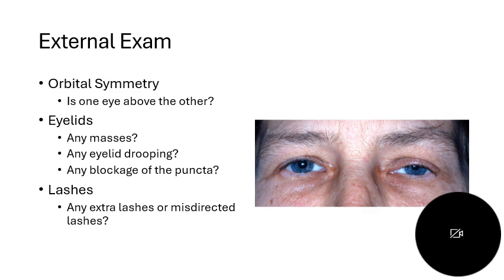Next, you look at the eyelids. Are there any masses or lesions on the eyelids? Is there any drooping of the eyelids? Is there any blockage of the puncta? Remember, the puncta are what help drain the tears through the eyelids into the lacrimal sac and the lacrimal duct. And if a person has a blockage or an infection in that, it needs to be treated.